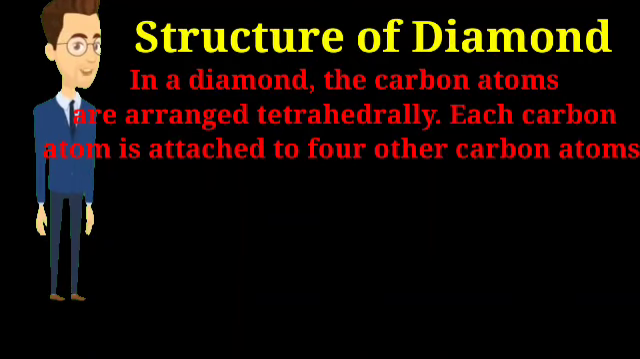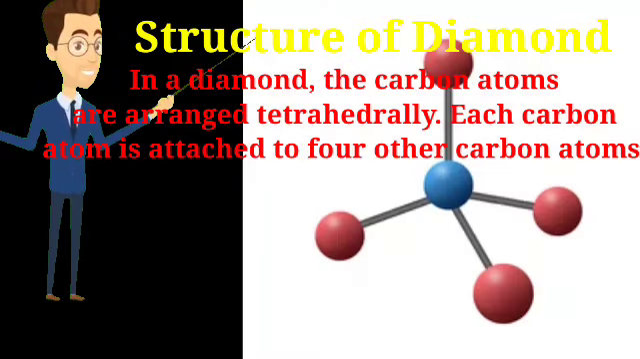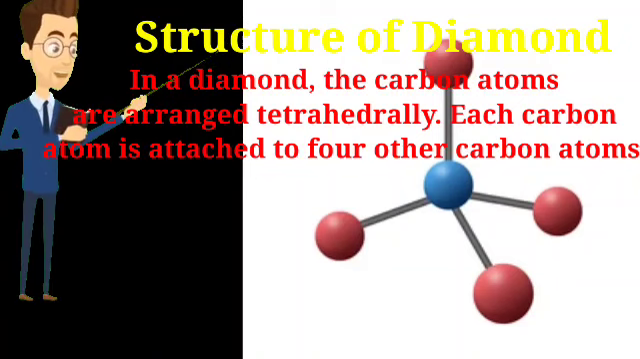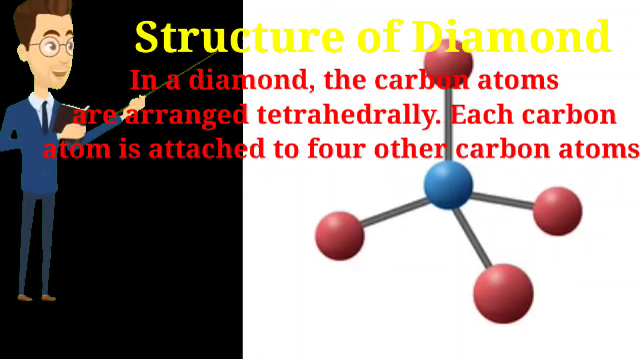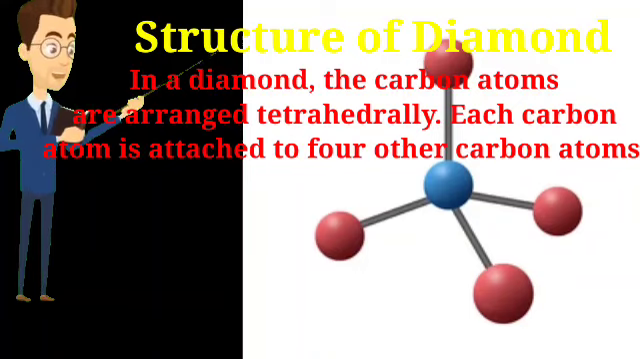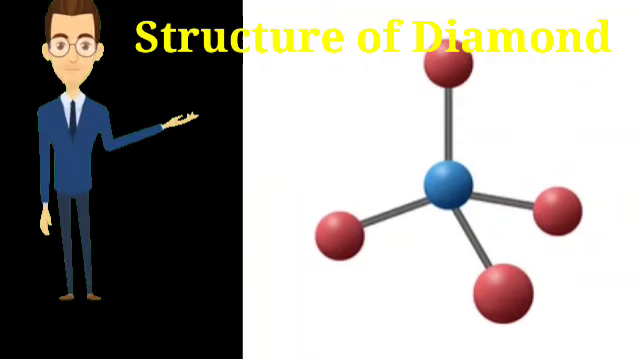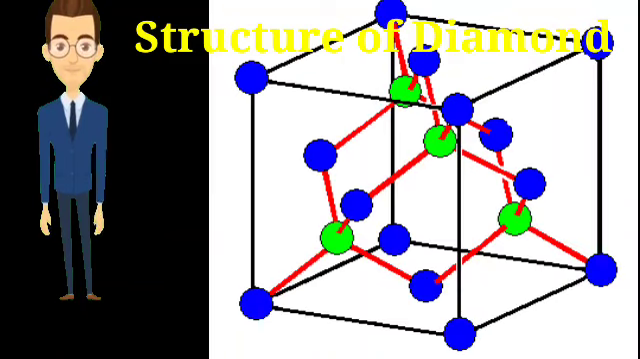Now we will talk about the structure of diamond. You can see that one carbon atom is attached to 4 other carbons. Means in the case of diamond, carbon is tetrahedrally arranged and it has a tetrahedral structure, and one carbon is attached to 4 other carbons. That's why it is the natural hardest substance.